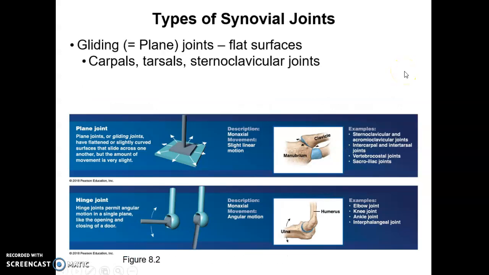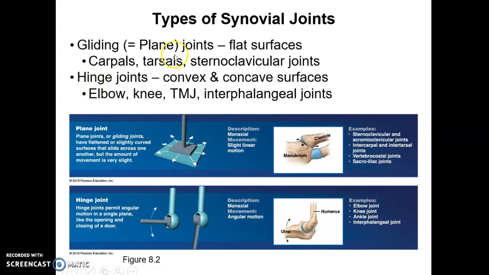Okay, let's get into our figure 8.2, gliding or plane joints. These are when bones have flat surfaces, like the carpals and tarsals in your wrist and ankles, but also the sternoclavicular joints. Sternal end of the clavicle with the manubrium of the sternum, that's a gliding or plane joint. Monaxial motion, meaning they just glide past each other.